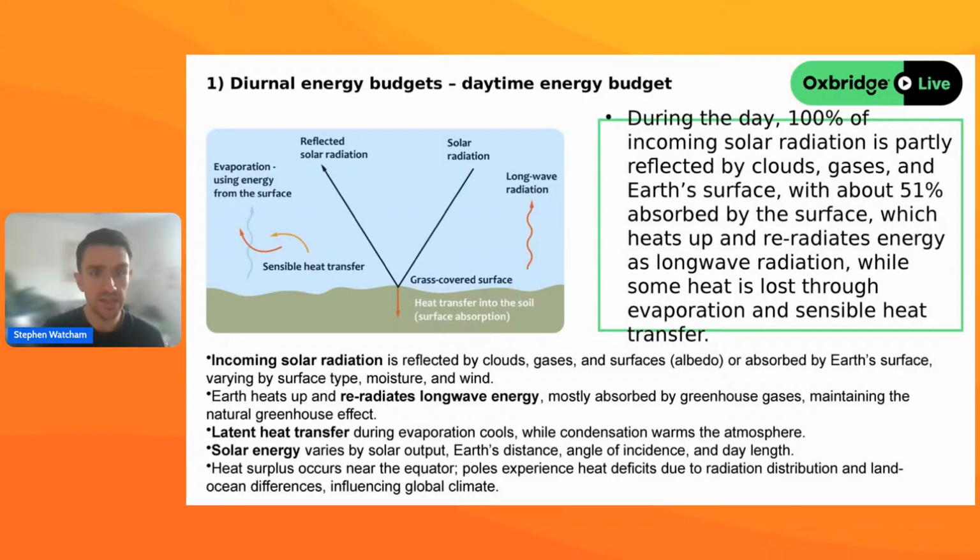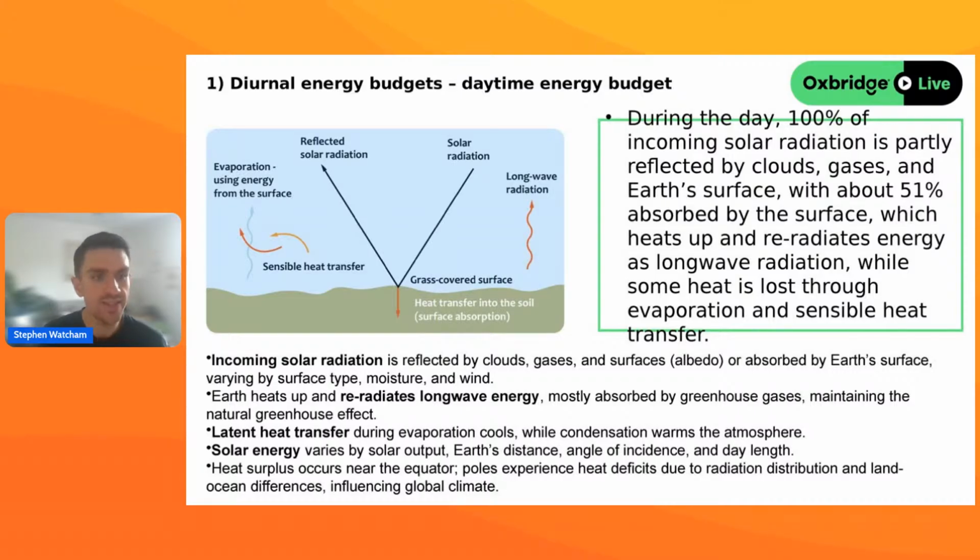The Earth heats up as it receives this energy and re-radiates it as long-wave energy. As I'm saying, that's mostly absorbed by greenhouse gases, maintaining our planet's temperature. Latent heat transfer during evaporation is the energy lost when you heat water and it evaporates into a gas. And that helps to cool down our atmosphere. Equally, when it condenses, that can warm up our atmosphere.